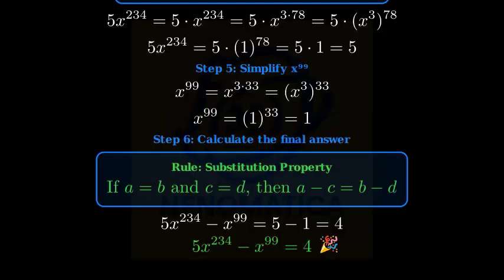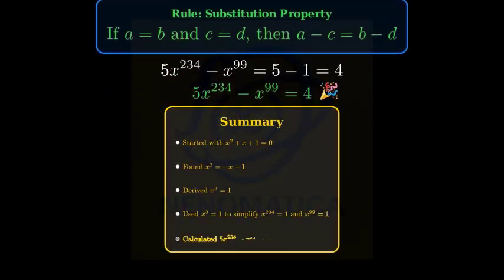Let's summarize what we've learned in this problem. First, we started with the equation x squared plus x plus 1 equals 0. We rearranged this to express x squared in terms of x, getting x squared equals negative x minus 1. Then we found that x cubed equals 1, which is a powerful result because it means any power of x that is a multiple of 3 will equal 1. We used this to simplify 5x to the power 234 to 5 and x to the power 99 to 1. Finally, we calculated 5x to the power 234 minus x to the power 99 to get 5 minus 1, which equals 4.